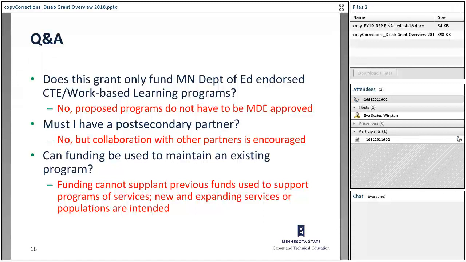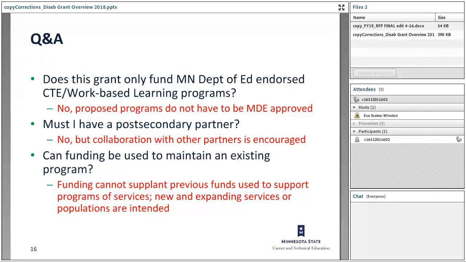So again, we talked about supplanting, especially when it comes to maintaining an existing program. We're really looking toward encouraging new and expanded services or other populations that have been underserved, as we've mentioned in a couple of examples already. You do not have to have a post-secondary partner, but again, they can be a part of that. It could be training or some other kinds of career services that they may provide.